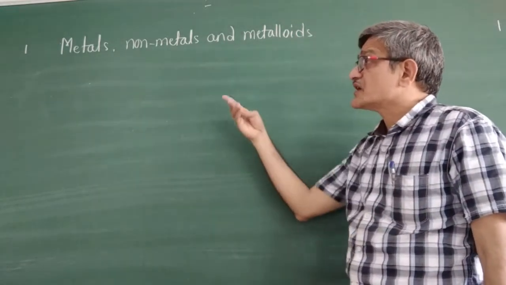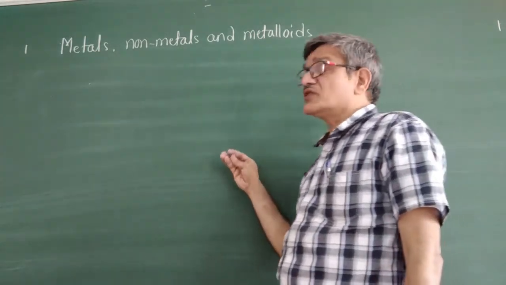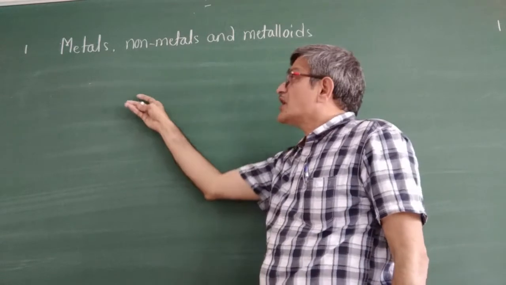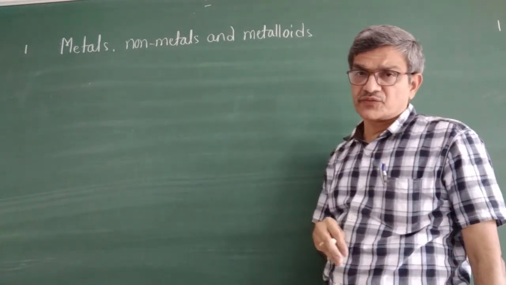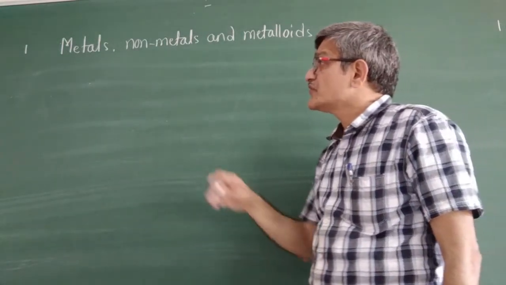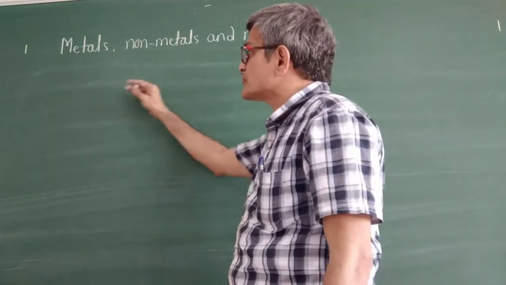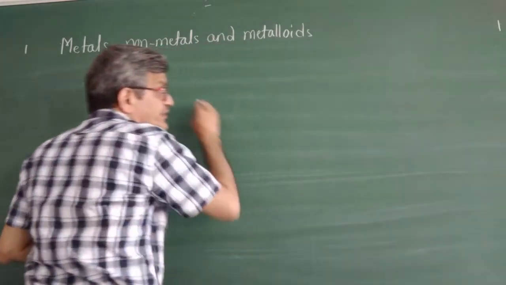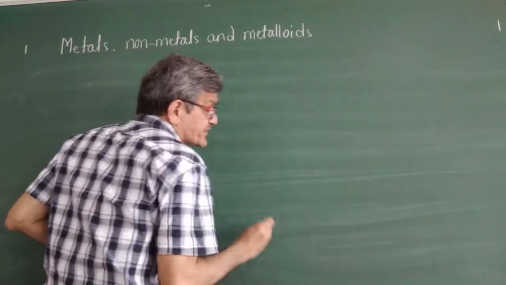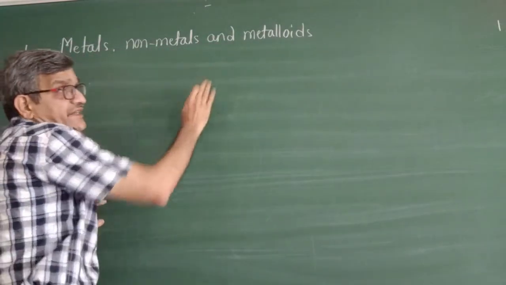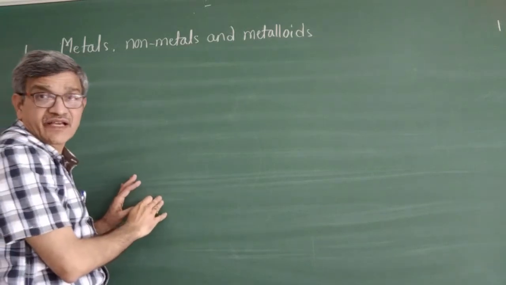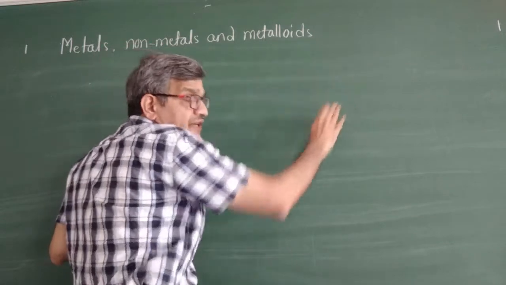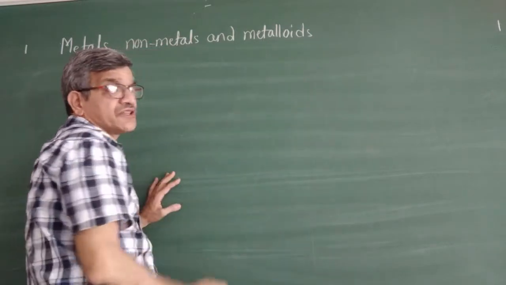So now let us take the trend of metals when you move along the period and down the group. In case of metals, when you take along the period, there are 7 periods. When you move from left to right, what happens to the metallic character? Metallic character decreases as you move along the period.